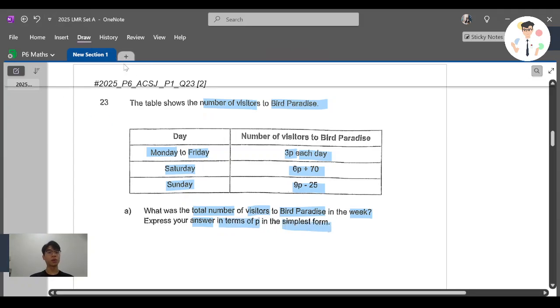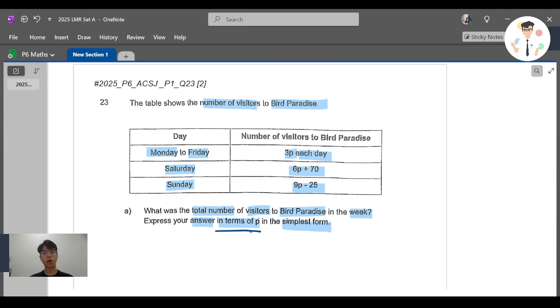Now, again, when you see the words in terms of p, it means that your answer must have p inside. It's not like only p, but p with something. So first, Monday to Friday, I have 5 days, and 3p is each day. So 3p times 5, I know that Monday to Friday, I have 15p. And now I want to find the total number, so just add everything together: 15p plus 6p plus 70 plus 9p minus 25.